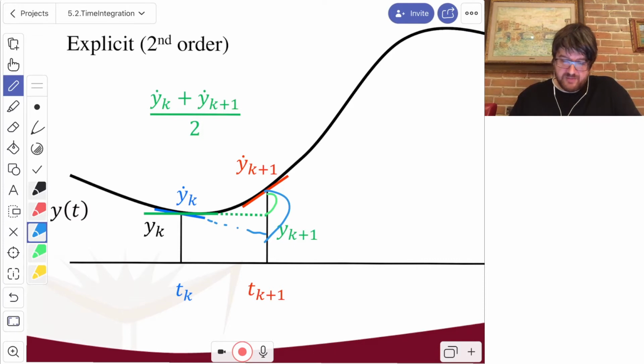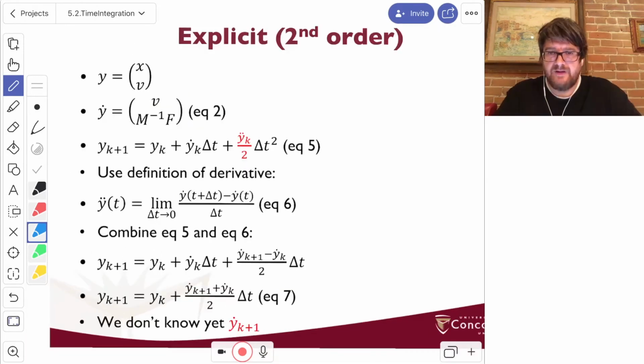The big problem is how do we compute the derivative at k plus 1? We are trying to compute y k plus 1, so how come we want to use its derivatives? And this is where things get a bit interesting. So let's start with the details.